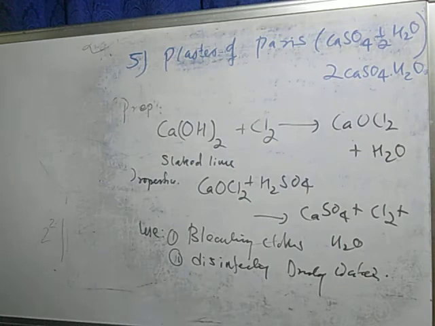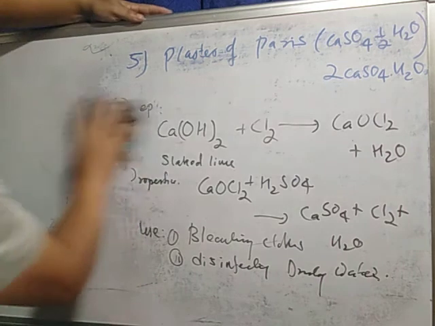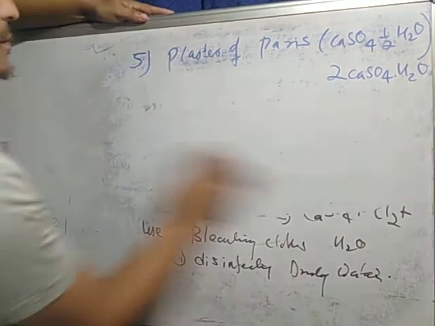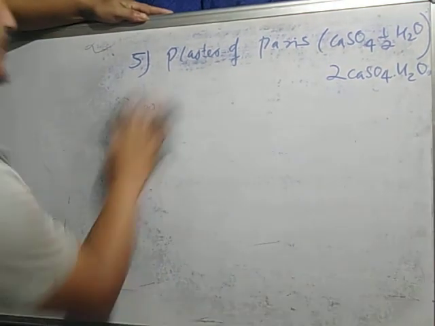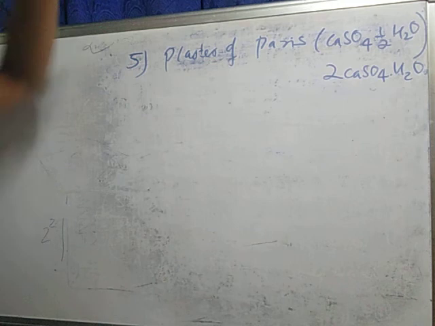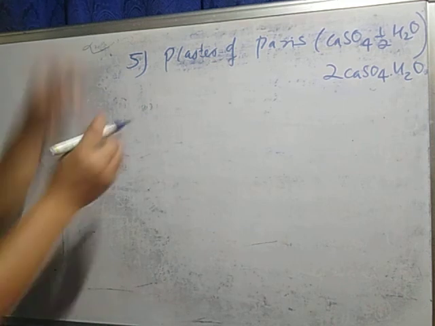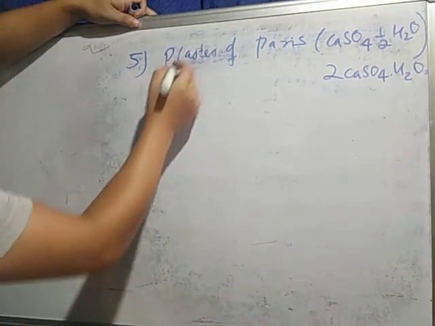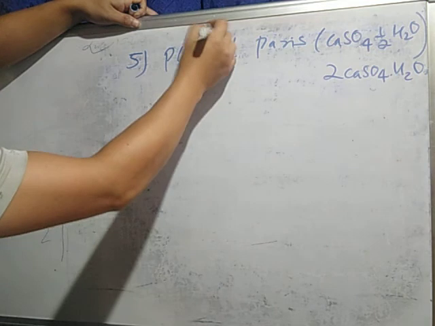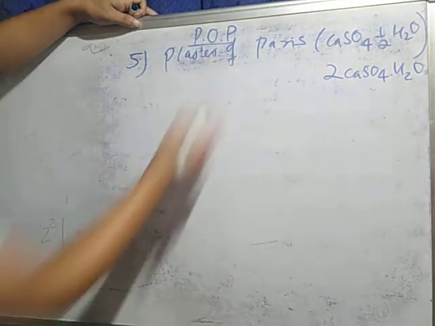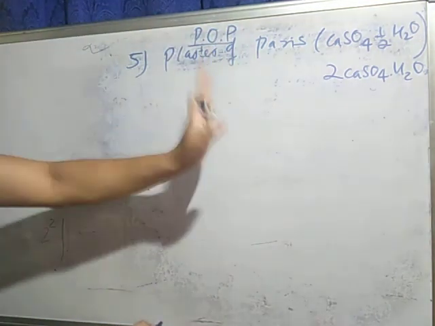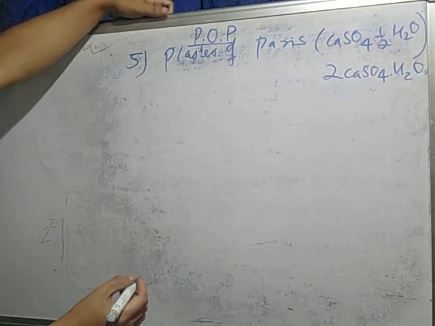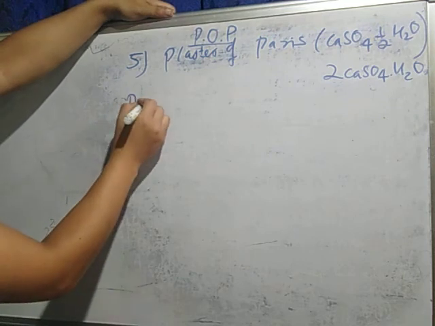So how will you prepare it? Write down, very important. This is also called POP. Plaster of Paris, also called POP. So write down preparation, it is very important.